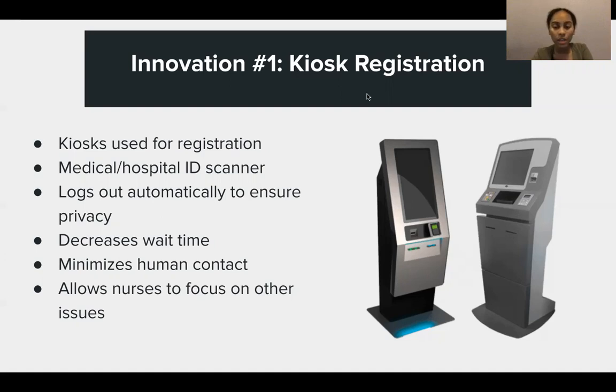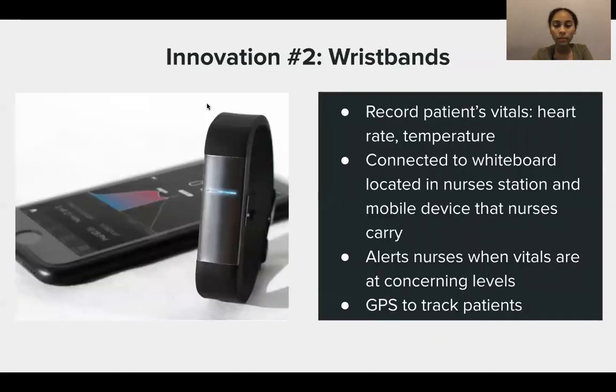After the patients check in and evaluate their concerns, they will be introduced to our next innovation, which is the digital wristbands. After checking in and evaluating concerns via self-check-in or nursing staff, patients will receive a digital wristband. These wristbands will track important vitals such as heart rate and temperature, and the information will be stored in a system that nurses will be able to access via a mobile device.